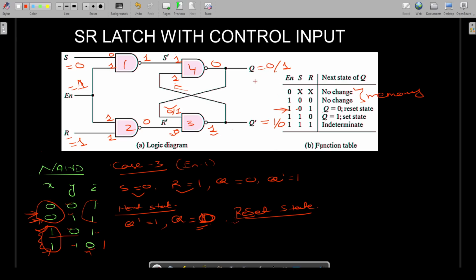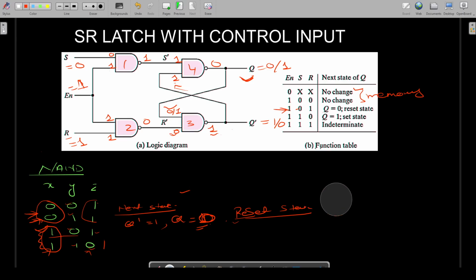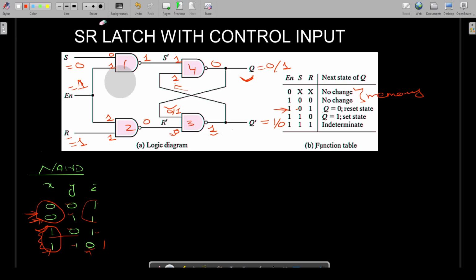For the output or flip-flop behavior, we generally see the value of Q and accordingly say it is reset or set. In this case we got that if S equals 0 and R equals 1, it is the reset state. Now let us go to the next condition. So let's see case 4 now. We are talking about this condition. Let's wipe everything.